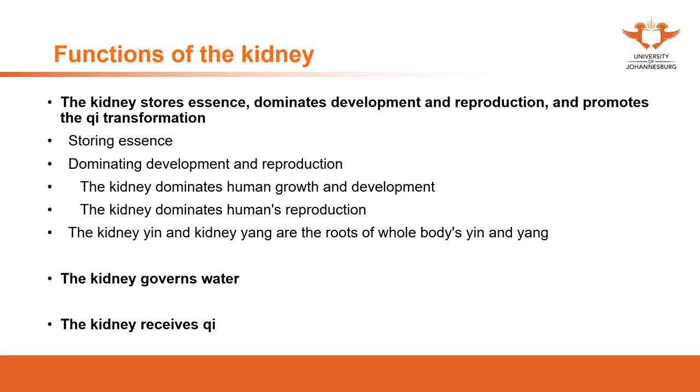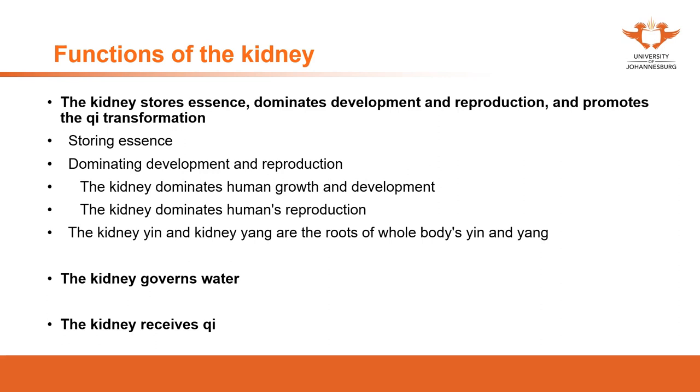The kidney stores essence. Essence refers to both the innate essence and the acquired essence. As specified by the Huangdi Neijing, the essence is the origin of the human body. The innate essence refers to the essence from your parents, while the acquired essence is the essence from the food, attained from the digestive functions of the spleen and stomach. The innate essence is stored in the kidneys and it is nourished by the acquired essence.